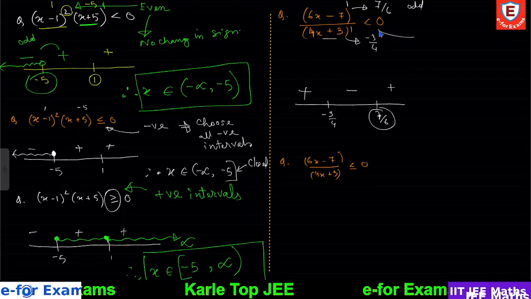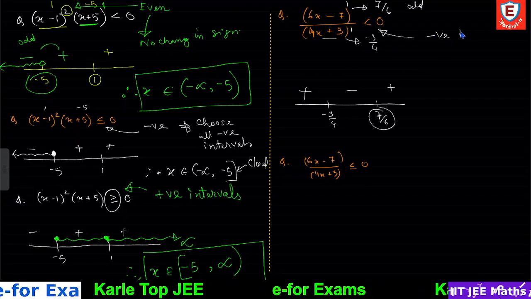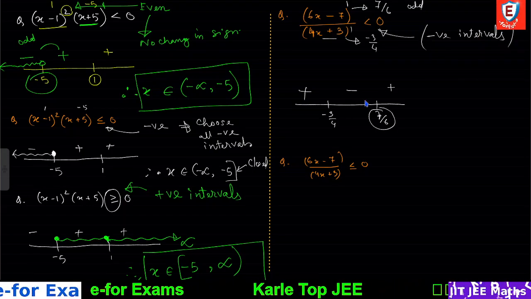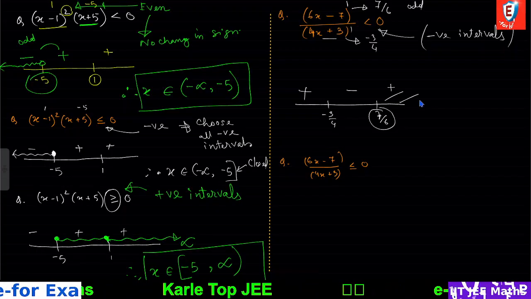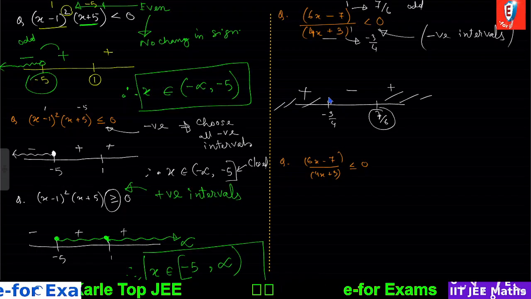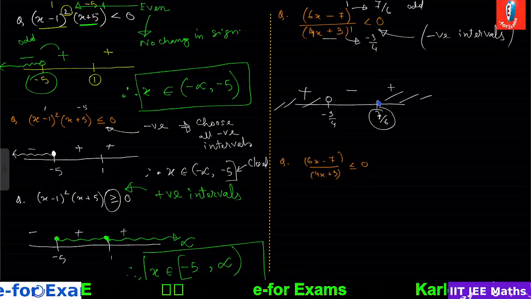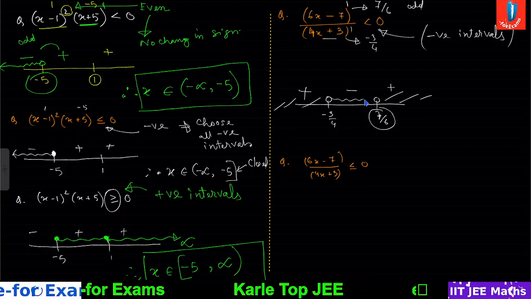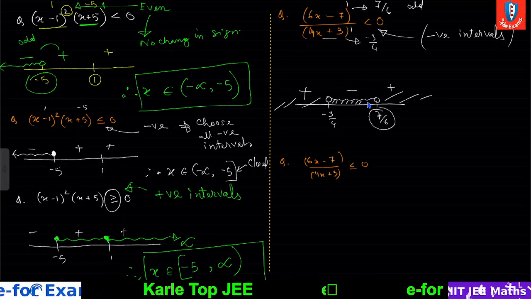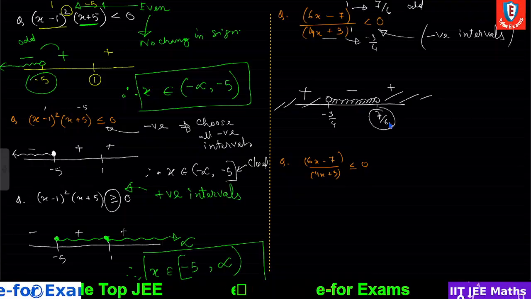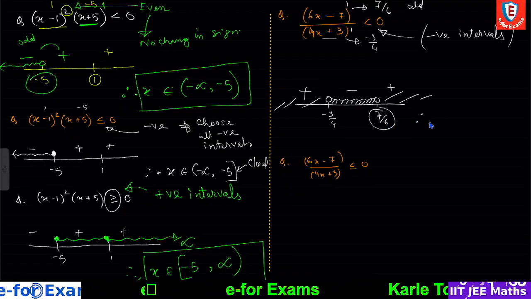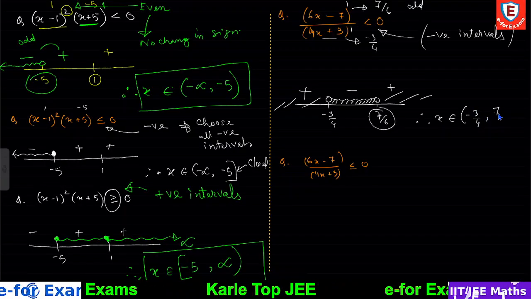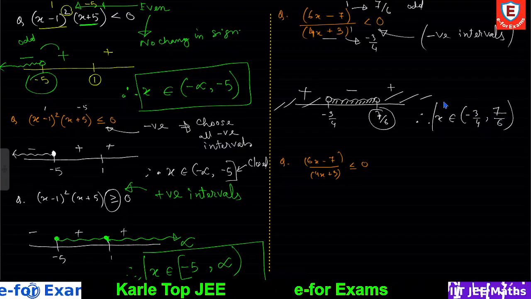Since it is less than 0, choose negative intervals. Where it's negative, this side is positive, this side is positive. Negative interval is only here. I will use a hollow circle here because there is no equal to, only less than 0. All the numbers between minus 3 by 4 to 7 by 6 are our solution. Therefore, x belongs to minus 3 by 4 comma 7 by 6. This is the solution.